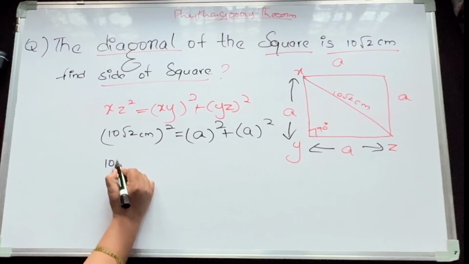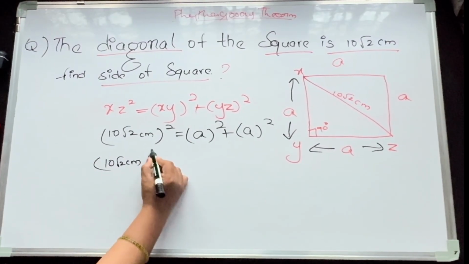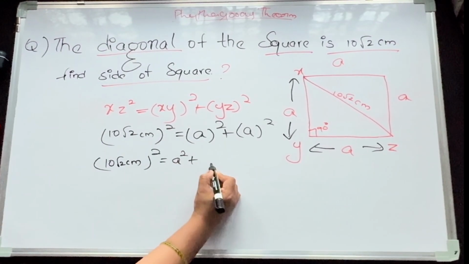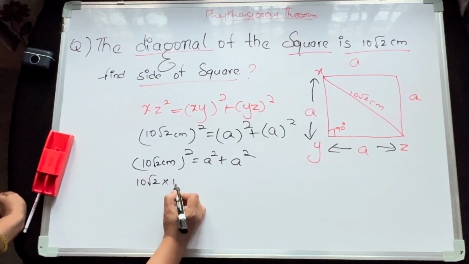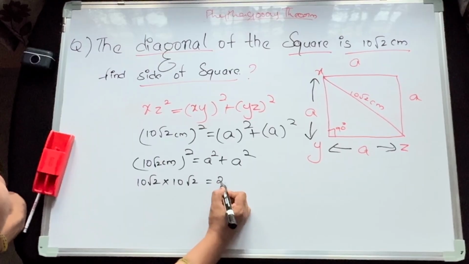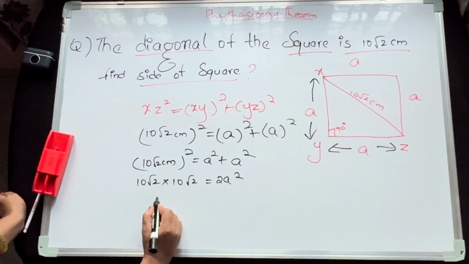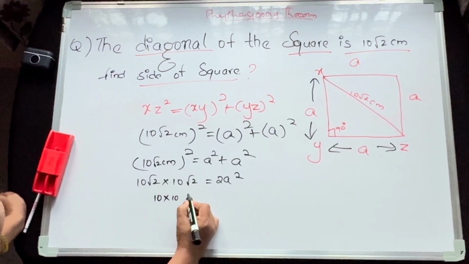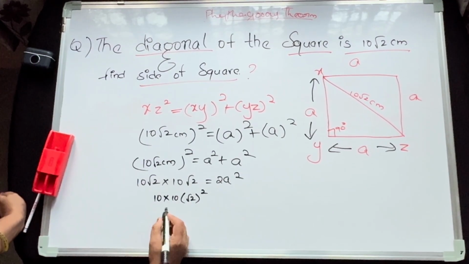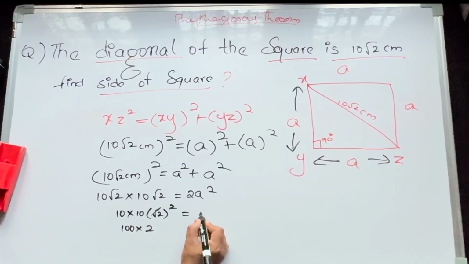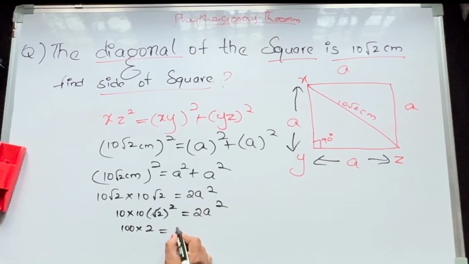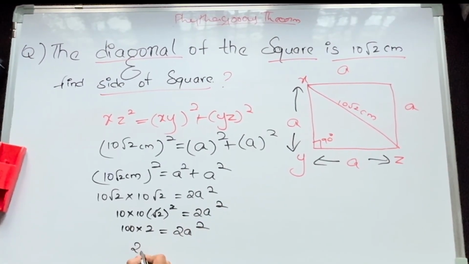Now see, 10 root 2 centimeters whole square is equal to a square plus a square. See, 10 root 2 into 10 root 2 is equal to 2a square. Okay, 10 into 10 is common, root 2 whole square. Okay, 100. Root 2 cancels. So, 100 into 2 is equal to 2a square. 200 is equal to 2a square.